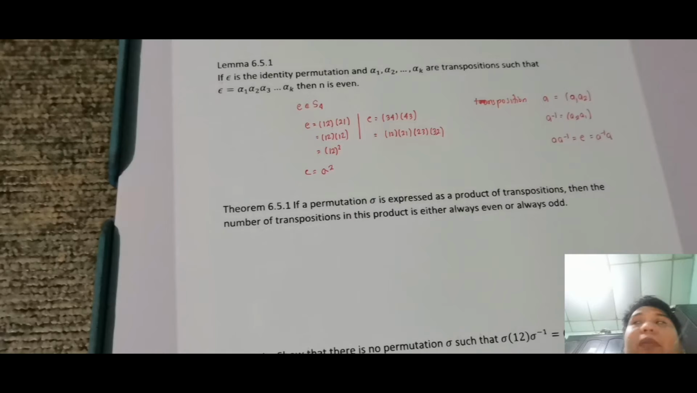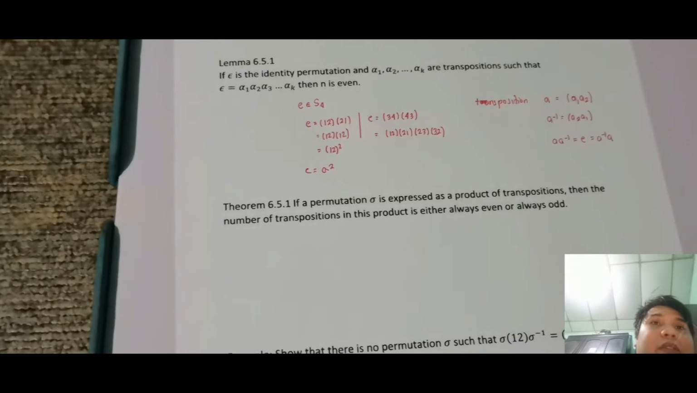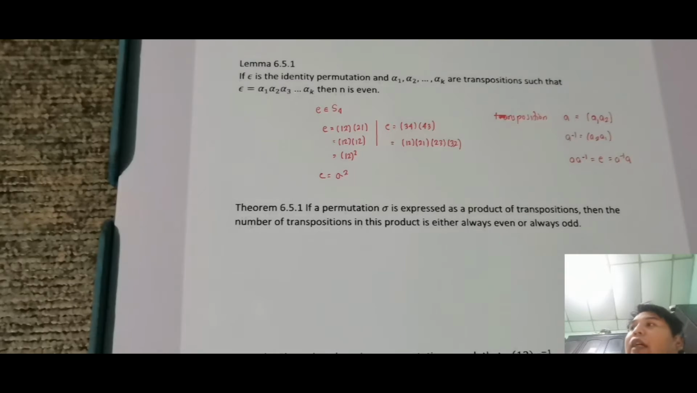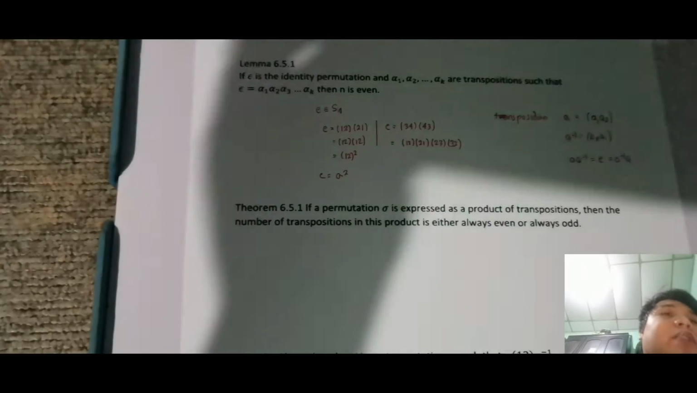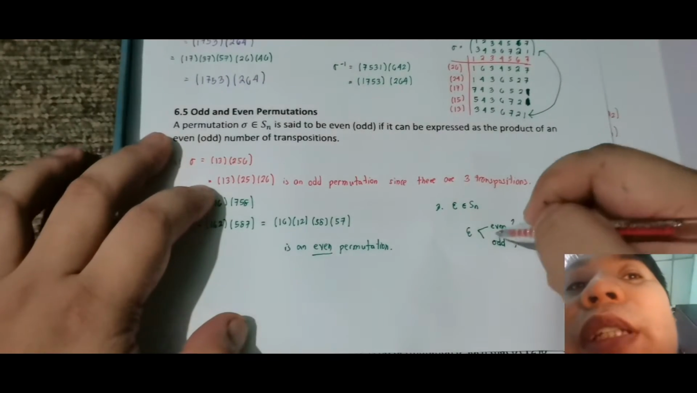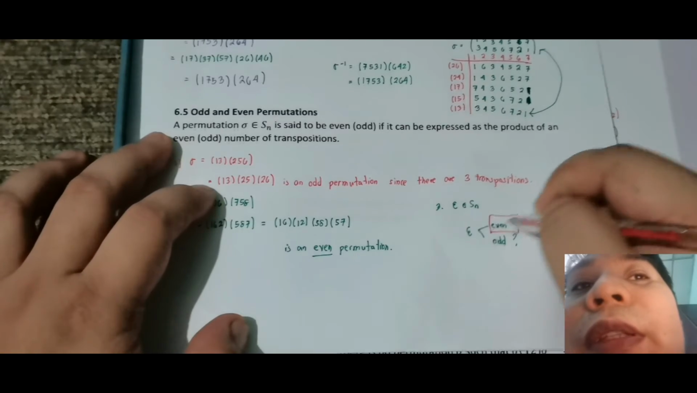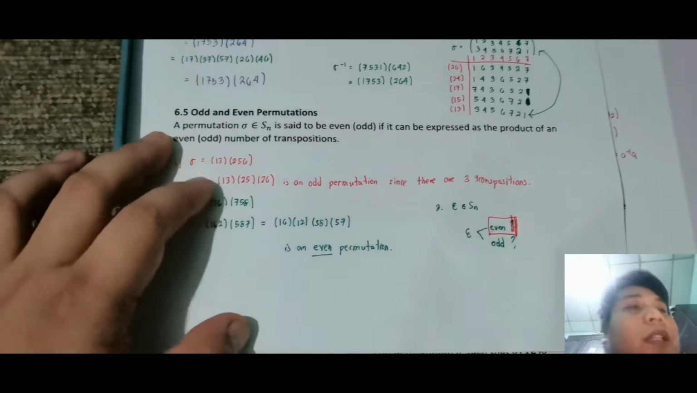So siya yung may sagot. So ibig sabihin, lahat ng identity element is even. So, lahat ng identity element ng S sub n is always even. So tandaan, yan yung sagot sa ating tanong kanina. So balikan na natin. Sagot, this is always even. So, wala nang question mark, kasi tapos na tayo.